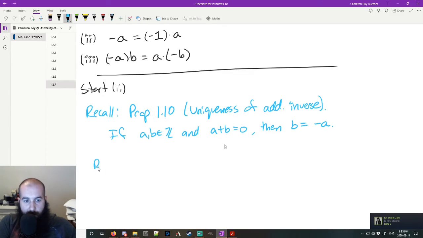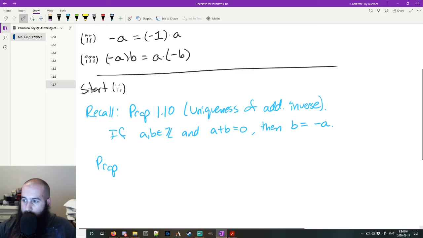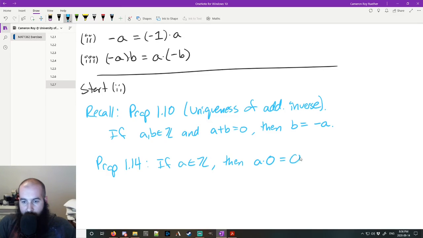And we're also going to recall, oh, I want a P, not an R. Proposition, scrolling through the notes here, 1.14, which states that if a is an integer, then a times 0 is equal to 0, which is the same as 0 times a. So we'll be using these two.